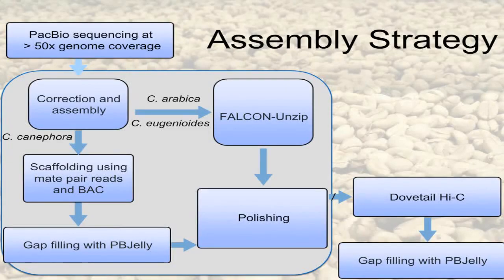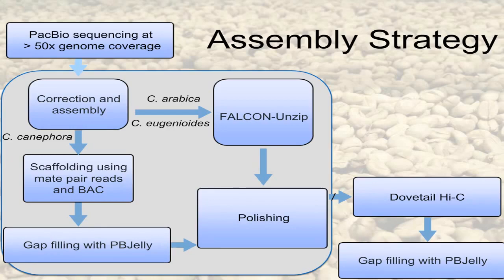You can see here the types of data that we had for our initial assemblies of canephora, eugenioides, and Arabica. Arabica was the first one that we sequenced, so we have a little bit of older technology mixed in with that one. For Arabica, we had about 56x coverage of the genome. Eugenioides was about 58x, and canephora was about 77x.